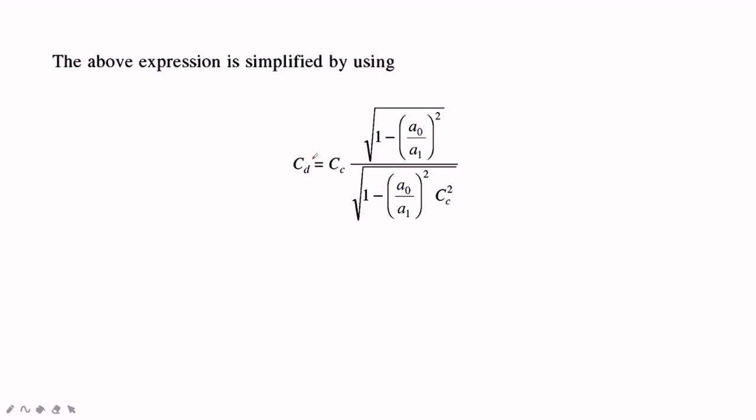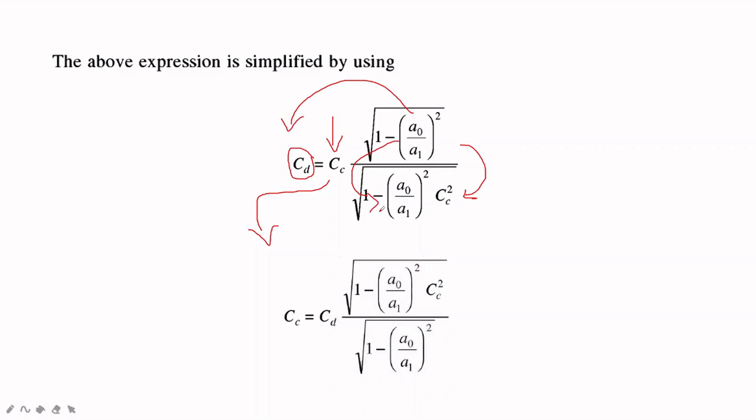Okay, fine. So we know the formula, that is CD is equal to, CD means the coefficient of discharge for orifice meter. We have a formula, that is CD is equal to Cc root of 1 minus (A naught by A1) whole square divided by root of 1 minus (A naught by A1) whole square into Cc square. So we need the value of Cc, right? I retain the Cc here and transfer this term to this side, so it will become reciprocal. So Cc is equal to CD root of 1 minus (A naught by A1) whole square into Cc square divided by root of 1 minus (A naught by A1) whole square.